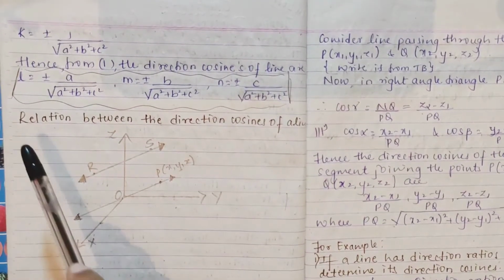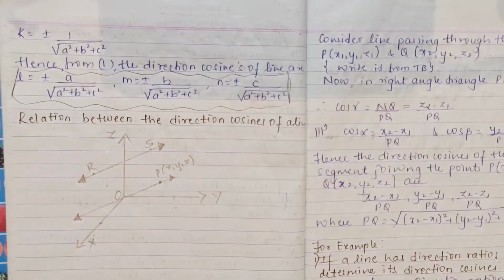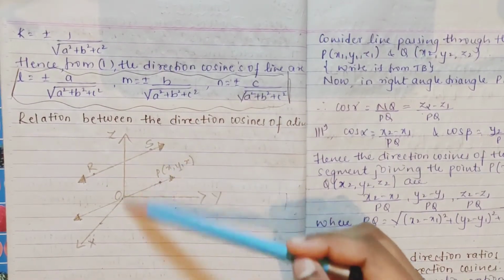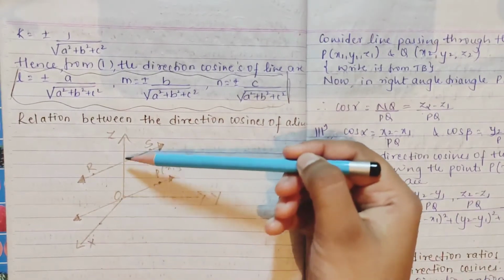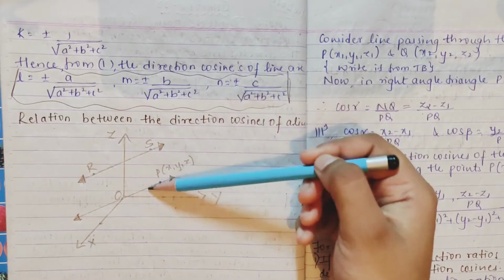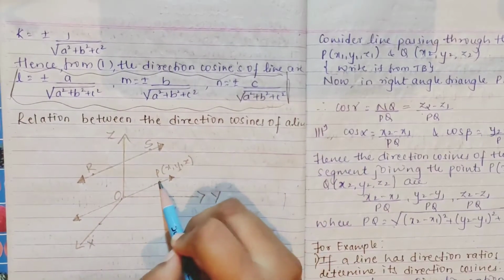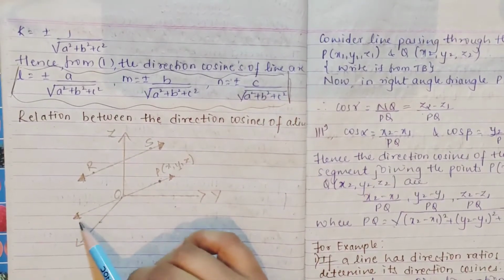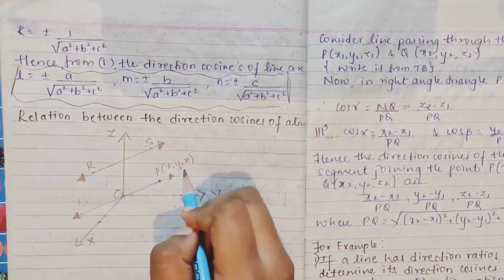Next, we will go to the relation between the direction cosines of a line. Here I have drawn a diagram: a three-dimensional x-axis, y-axis and z-axis. So I have taken a line, RS, and similar to this I have drawn a parallel line with a point x, y, z. This line is passing through the origin, right?